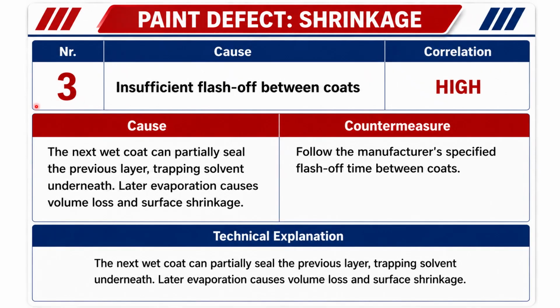The number three probable cause is that the next wet coat can partially seep into the previous layer, trapping solvent underneath. Later, evaporation causes volume loss and surface shrinkage. The recommended countermeasure is to follow the manufacturer's specified flash-off time between coats.